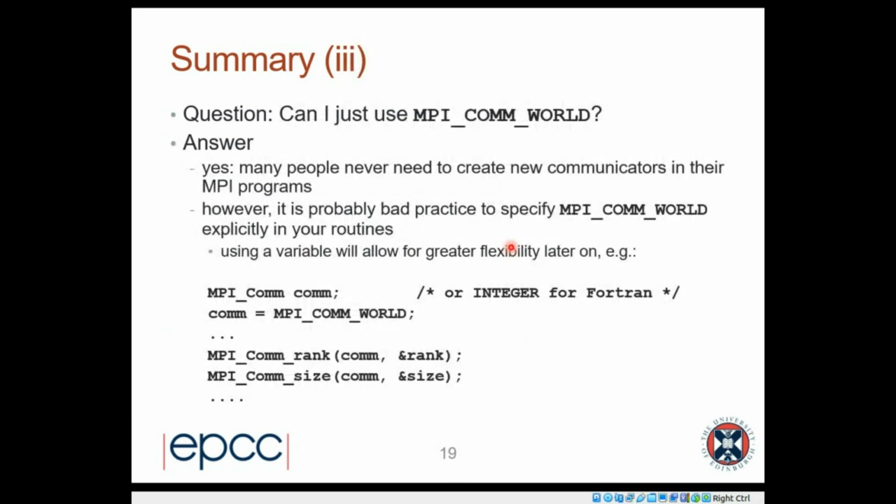And finally, question, can I just use MPI comm world? Yes, many people never need to create new communicators in MPI programs. However, it's bad practice to specify MPI comm world explicitly because this is a horrible, big, ugly constant. And so it's much nicer to say com equals MPI comm world, then MPI write with com. So this is identical to putting MPI comm world explicitly here, but it's neater. And also it means later on, if you want to reuse this code for something other than world, you just do com equals MPI subcommunicator here and it works. So it's bad practice to write MPI comm world everywhere because it's such a big, horrible, ugly constant.